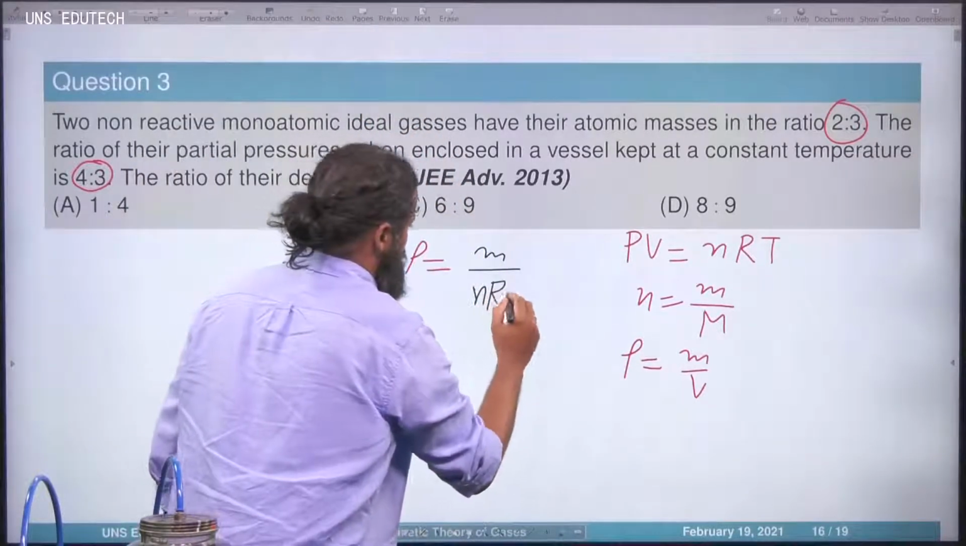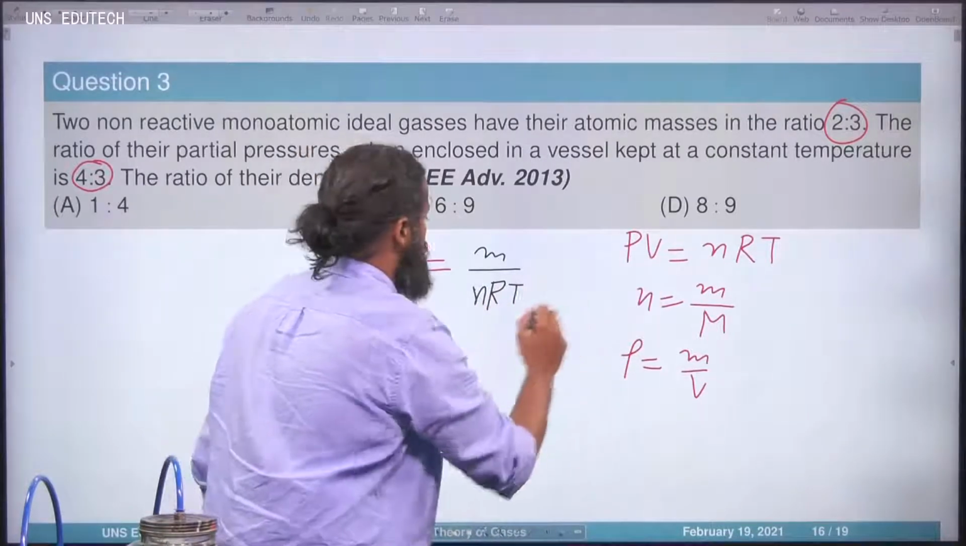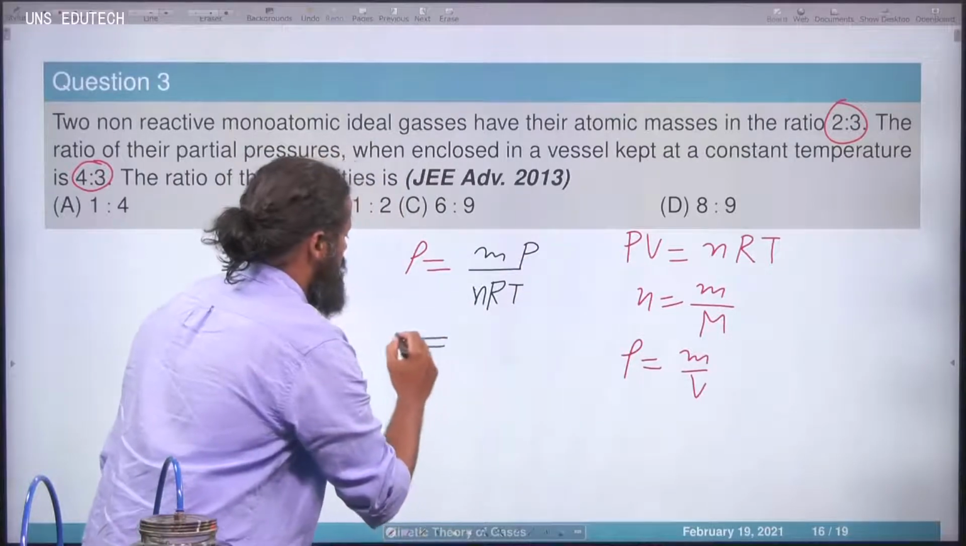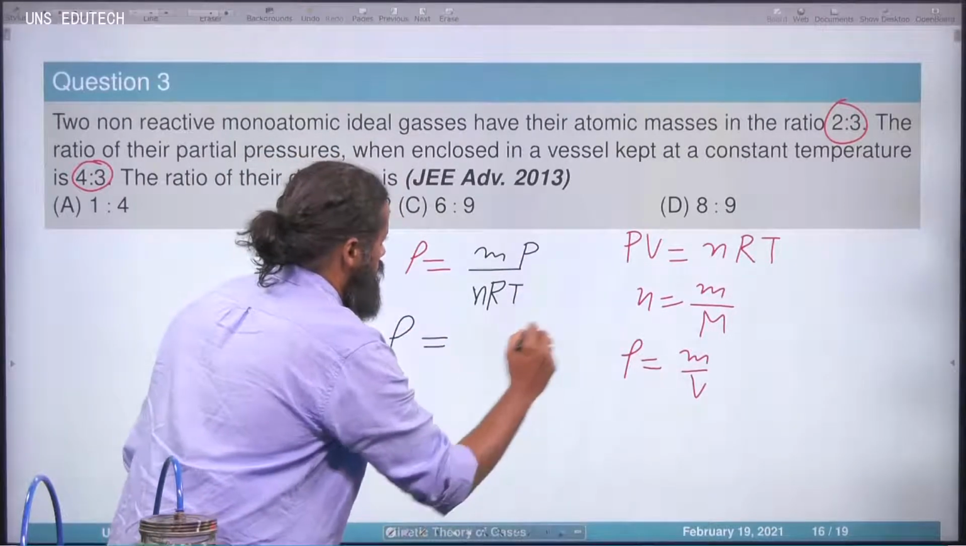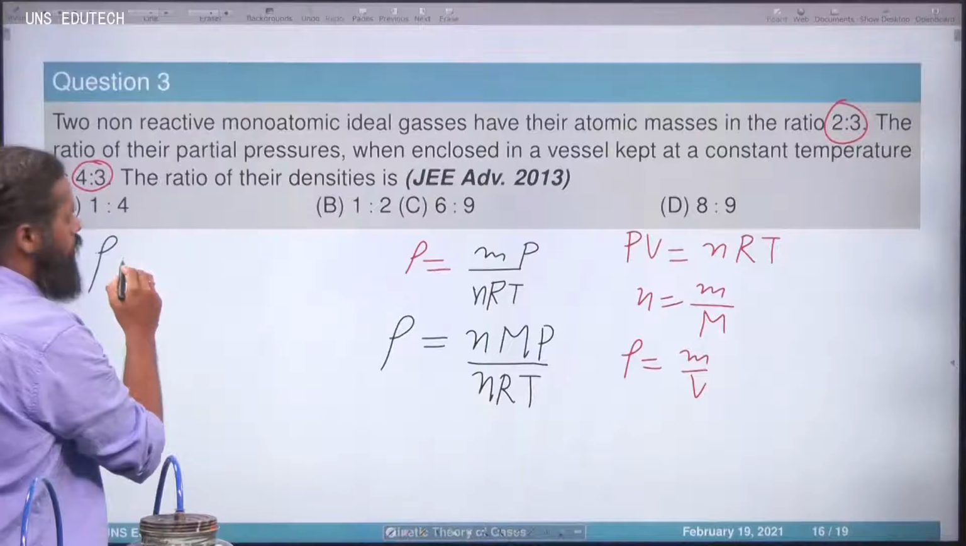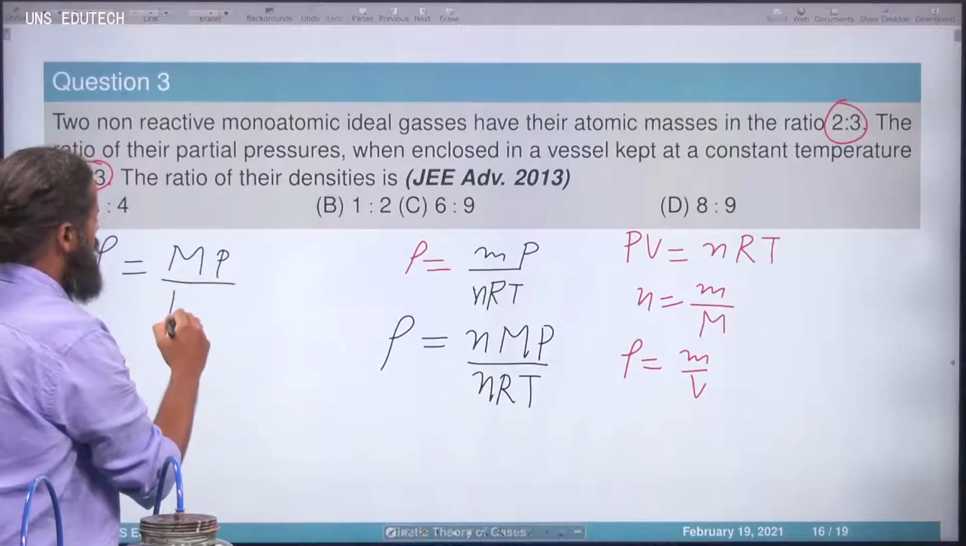nRT divided by volume, I am replacing by P, and mass I am going to replace by nM. So rho will be equal to nM into P divided by nRT. So n will be cancelled out and you are getting the relationship directly: rho will be equal to M into P divided by RT.